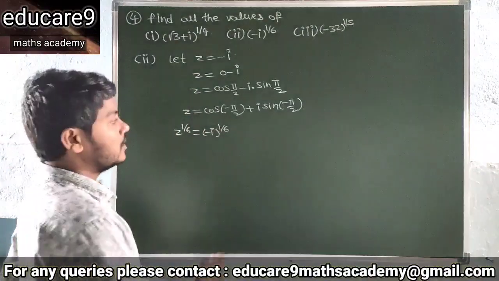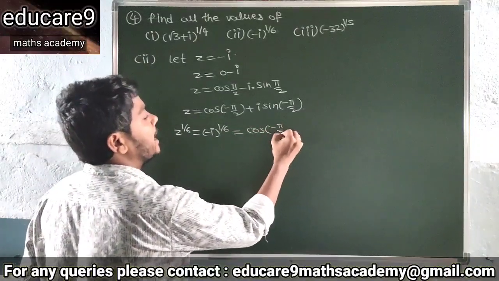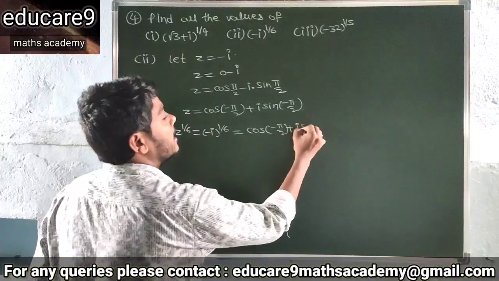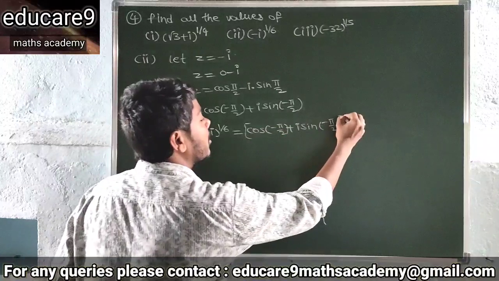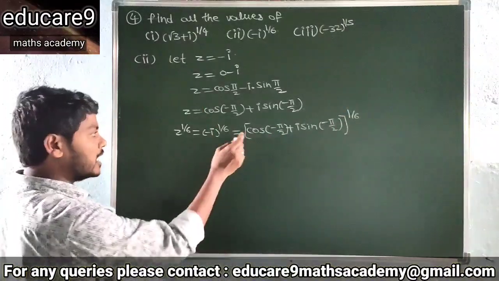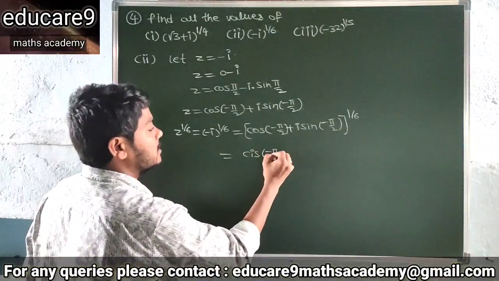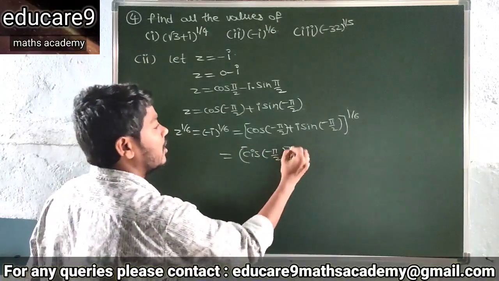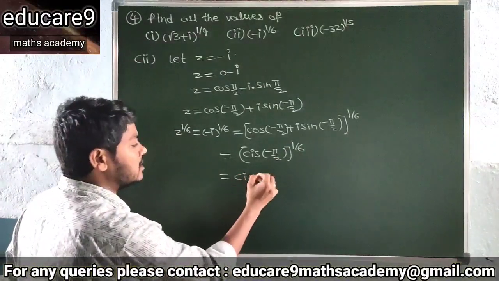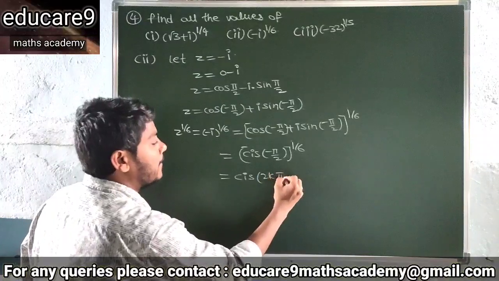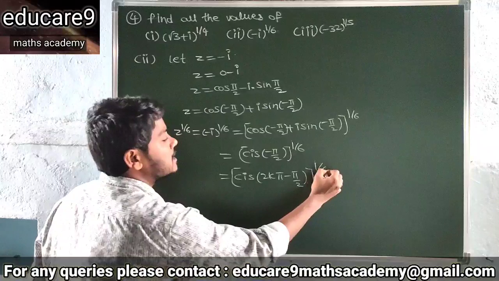Now z to the power 1 by 6, that is (minus i) whole to the power of 1 by 6. So clearly this is (cos of minus pi by 2 plus i sin of minus pi by 2) whole to the power of 1 by 6. So here this can be written as (cis of minus pi by 2) whole to the power of 1 by 6. So clearly this can also be written as (cis of 2k pi minus pi by 2) whole to the power of 1 by 6.